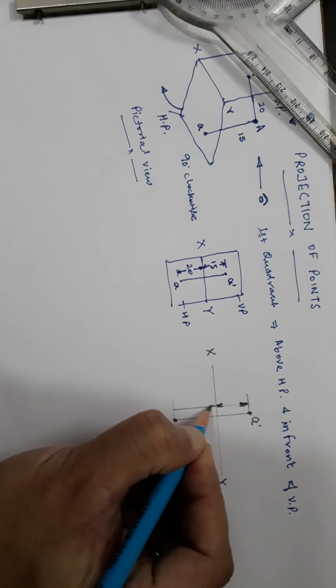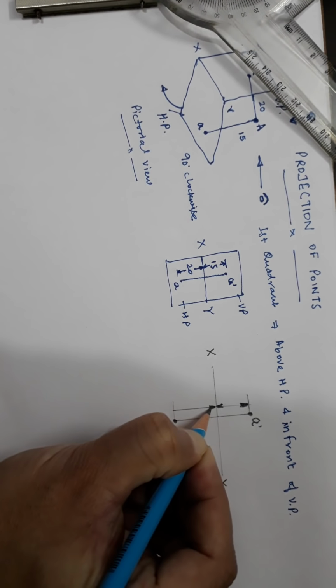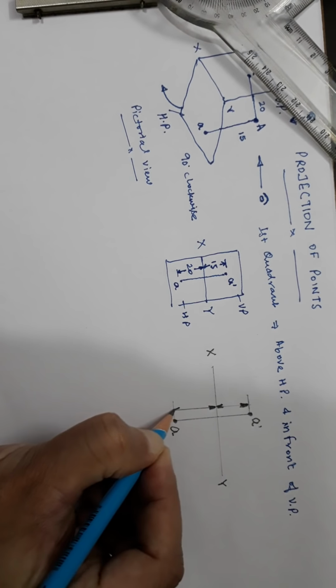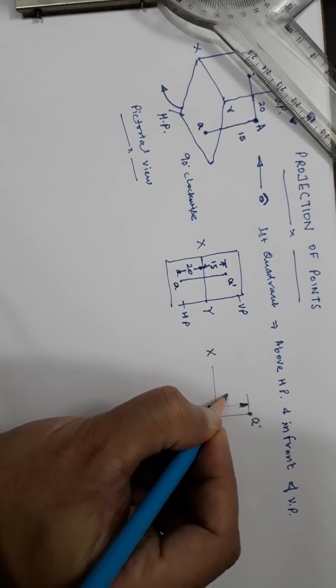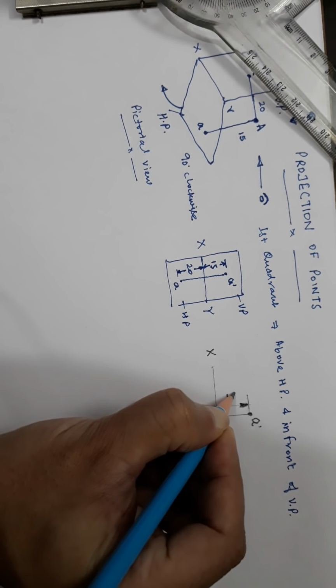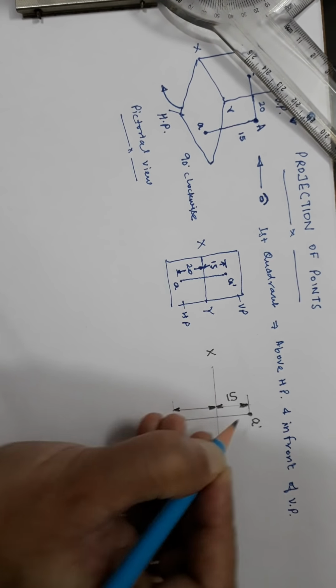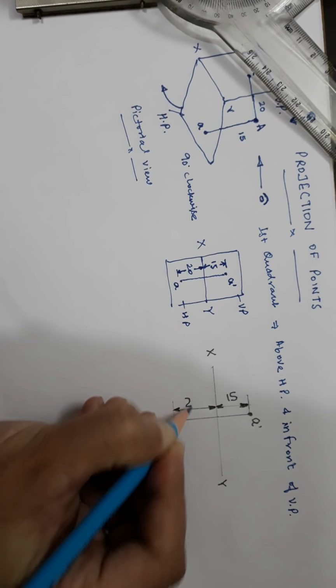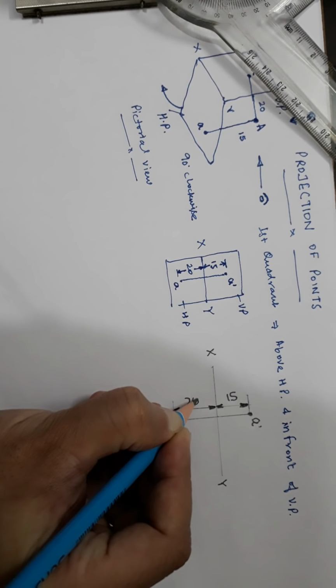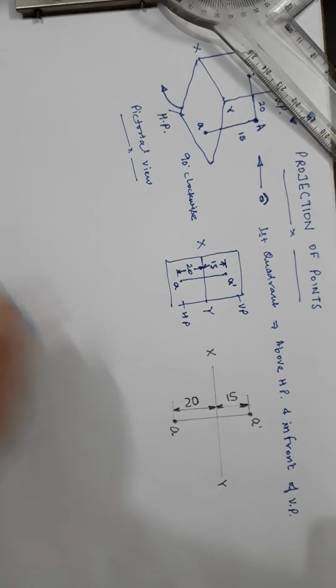Okay, so I am putting the arrowheads. Now it is 15 mm. Again I am using this, and this is 20 mm. I am using the aligned system of dimensioning here. Okay, so this is the way to represent its projection in the first quadrant.